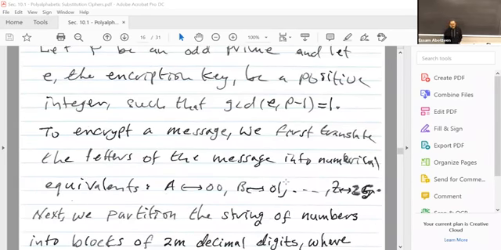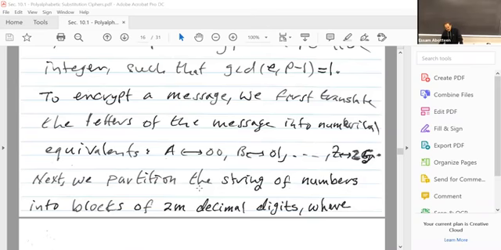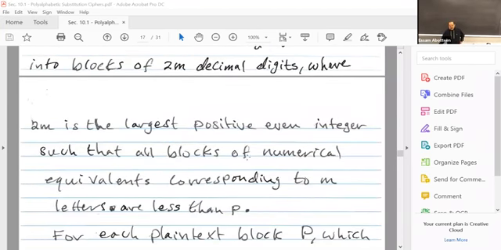Now, to encrypt a message, we first translate the letters of the message into numerical equivalents using, again, the regular A is 00, B is 01, and Z is 25. Next, we partition the string of numbers that give us the message into blocks of 2m decimal digits. Remember that each letter consists of 2 digits. So we want the blocks to have an even length, where 2m is the largest positive even integer such that all blocks of numerical equivalents corresponding to m letters are less than this prime P.